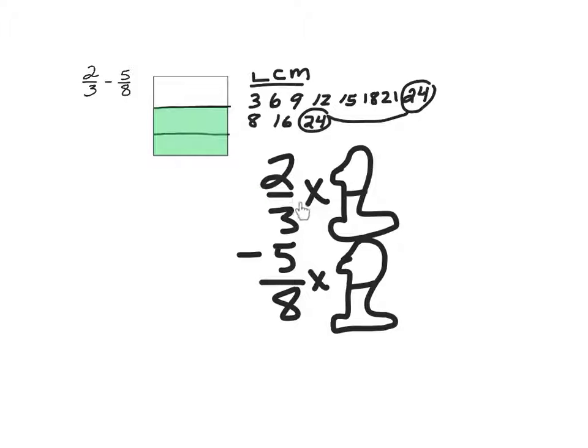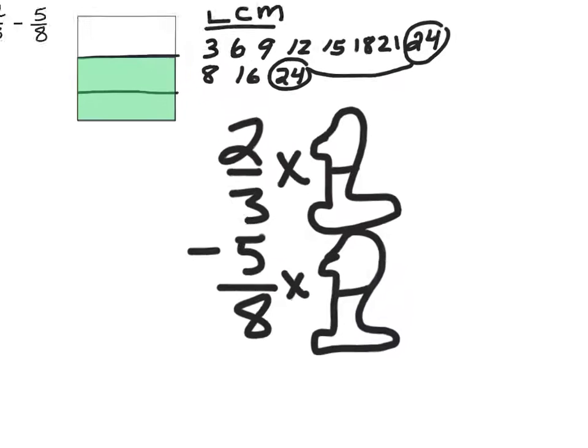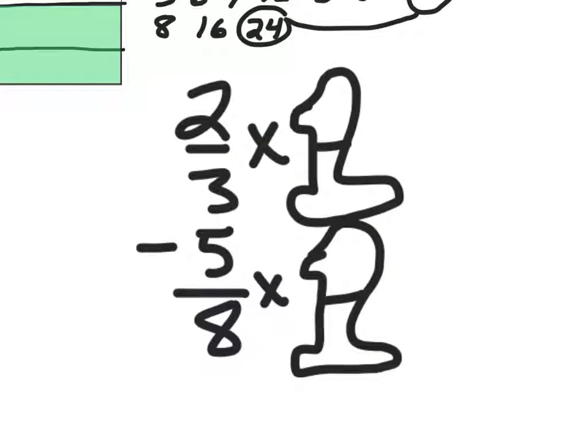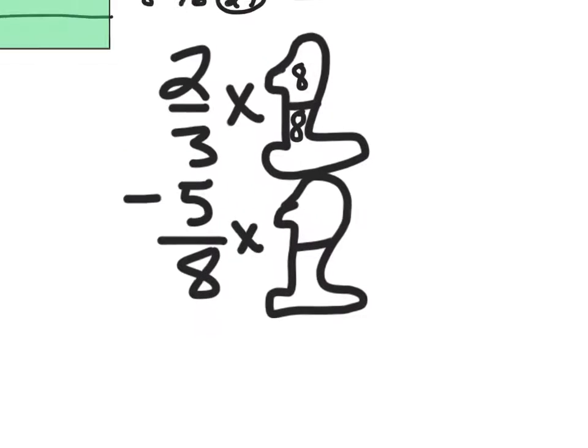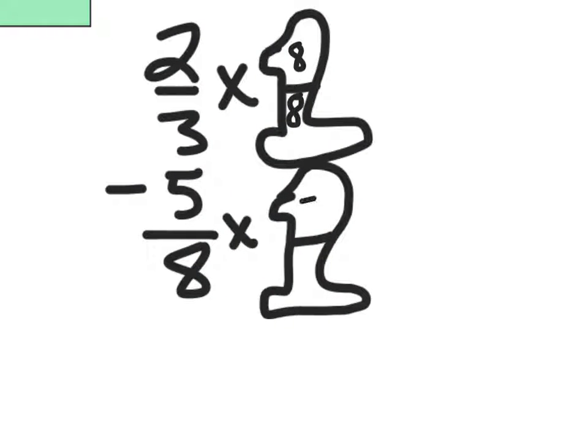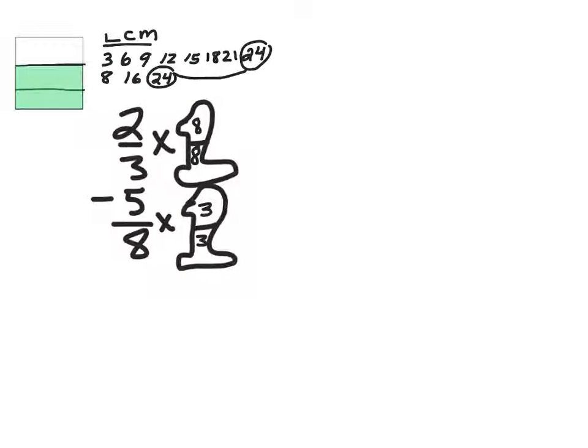So for the 2/3, I need to multiply it by 1, 2, 3, 4, 5, 6, 7, 8. So 8 over 8. So I'm going to enlarge this so it's a little easier to write in there. And I'm going to go 8 over 8. And then for the 5/8, I'm going to multiply it by 1, 2, 3. So I'm going to enlarge it again, and multiply by 3 over 3.